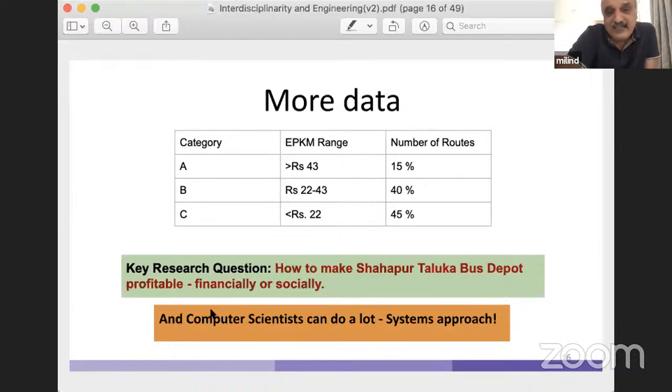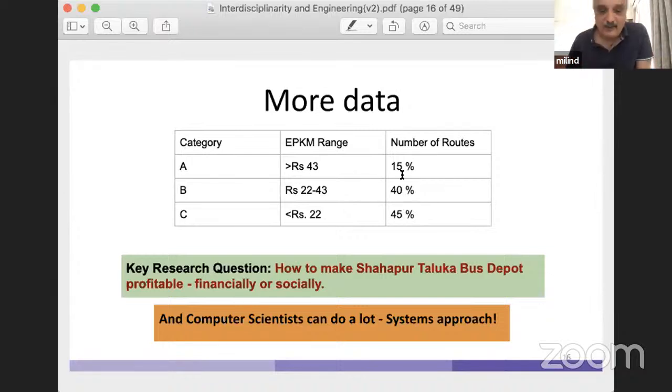So here's the first metric, the way they measure is the earnings per kilometer. So how do they measure that? If you take a route, say it is 20 kilometers long, in a month it travels 30 times, so 30 into 20 is 600 kilometers, and then compute the tickets sold, divide, and you get a number. So earnings per kilometer greater than 43, obviously it's very good. 22 to 43, okay. Less than 22, bad. And if you see how Shahpur Taluka Bus Depot is doing, about 40 to 45% are either moderate or bad.